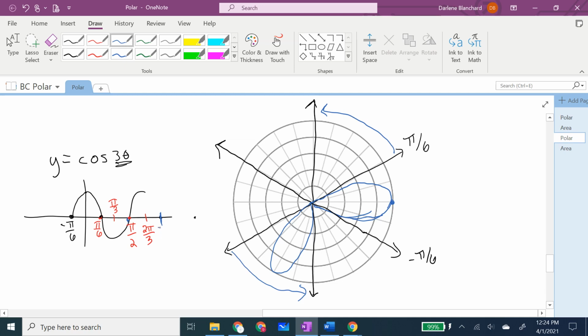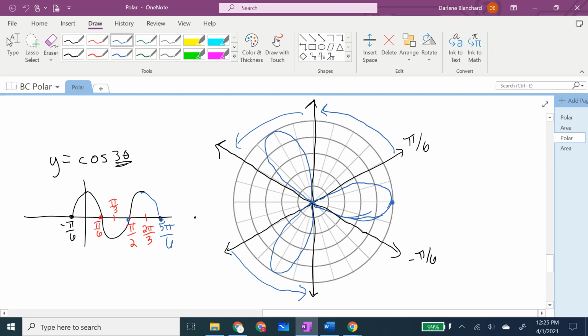Then pi over 2 to 7 pi over 6 gives us our next loop, positive radius. So it's now graphing, where am I at? Hold on one second. I almost lost the thought of where I was located. It's not 7 pi over 6. I'm getting ahead of myself. 5 pi over 6. Positive radius.